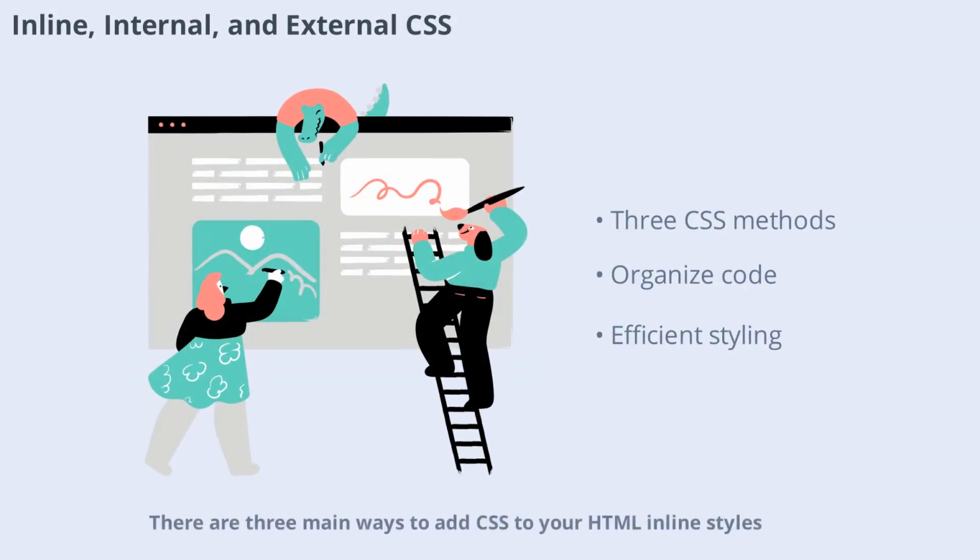There are three main ways to add CSS to your HTML: inline styles, internal style sheets, and external style sheets. Each method has its own advantages. Inline styles are quick for small changes, internal style sheets are good for single pages, and external style sheets are best for larger sites. Knowing when to use each method helps you organize your code efficiently.